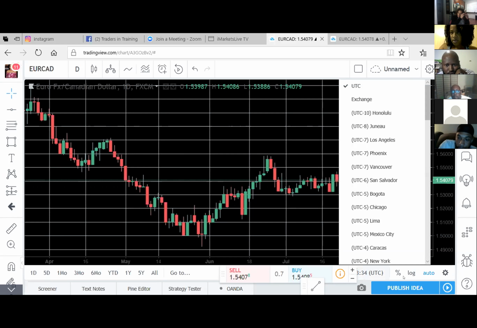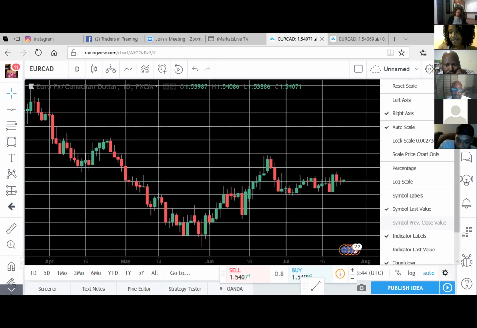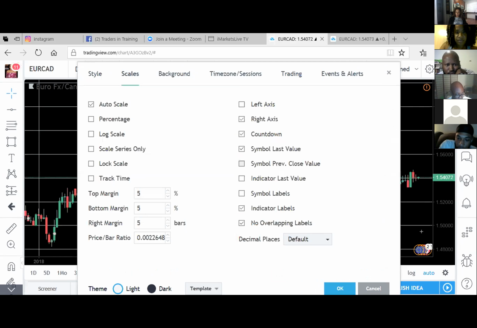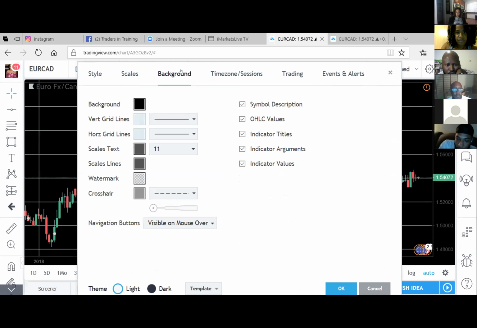What are you doing? I have no clue. Click the wheel. No, I had to move us out of the way. Oh, yeah, that's what was happening. Okay, now what am I doing? You don't have properties? Go to scale properties. Go to background. Get rid of that vertical grid and the horizontal. Make it the same color as black.